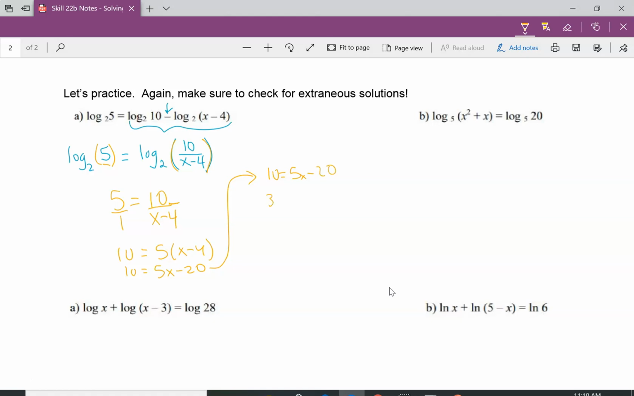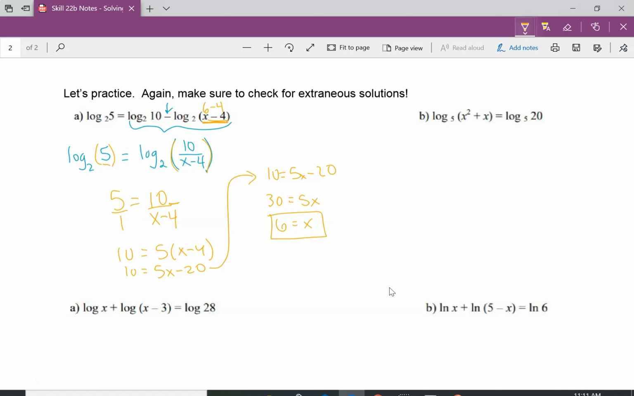Add 20 to both sides, so 30 equals 5x, and 6 will equal x. Now, before we're sure that this is correct, what we want to do is check and make sure that when we plug in 6 to a log, so when I plug in 6 here, is that log positive still? And the answer to that is yes, it is. So x equals 6 is our correct answer.